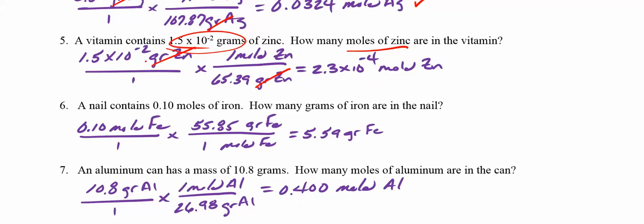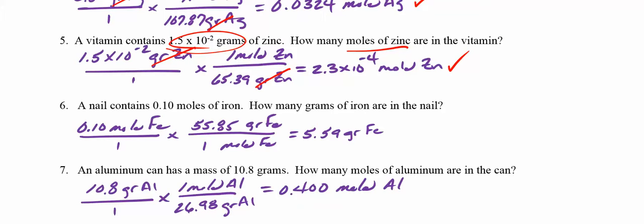Make sure you know how to put these numbers into the calculator, the 1.5 times 10 to the minus 2. For example, for scientific notation, make sure that you know how to put that into the calculator. So we get 2.3 times 10 to the minus 4 moles of zinc as our answer.